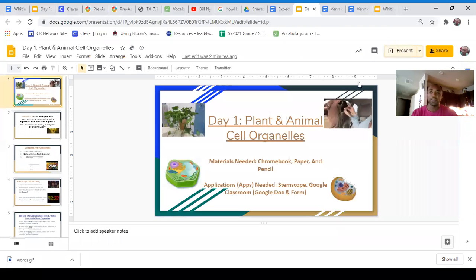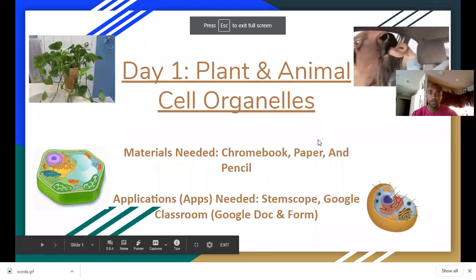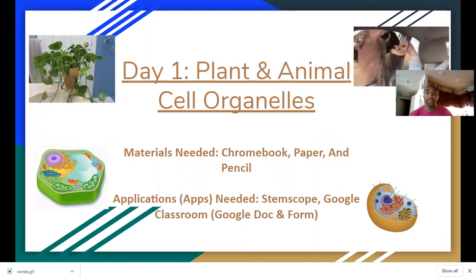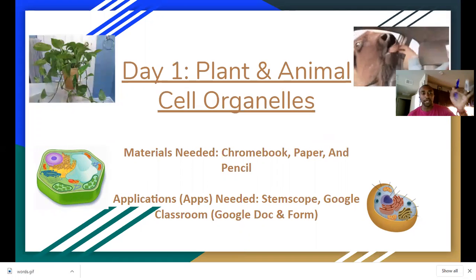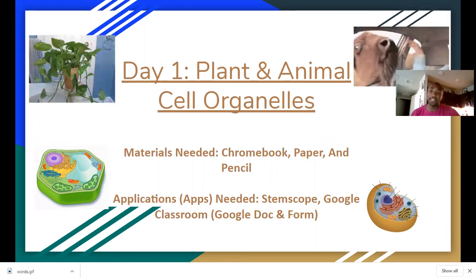All right. So today, you're going to need your materials, Chromebook, paper. So I got my paper right here. A writing utensil, preferably a pencil if you have one. Also, the applications that you'll need. STEM Scope, you need to have that open. We went over that last week in Google Classroom. So more particularly, our classroom that you'll need.